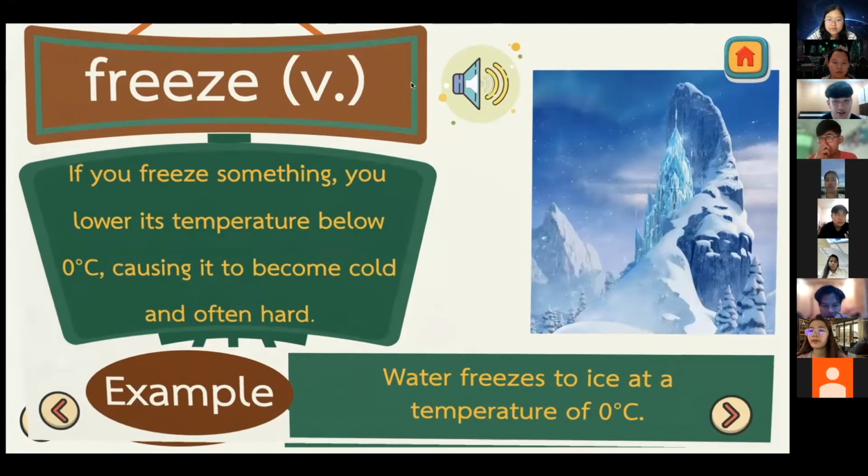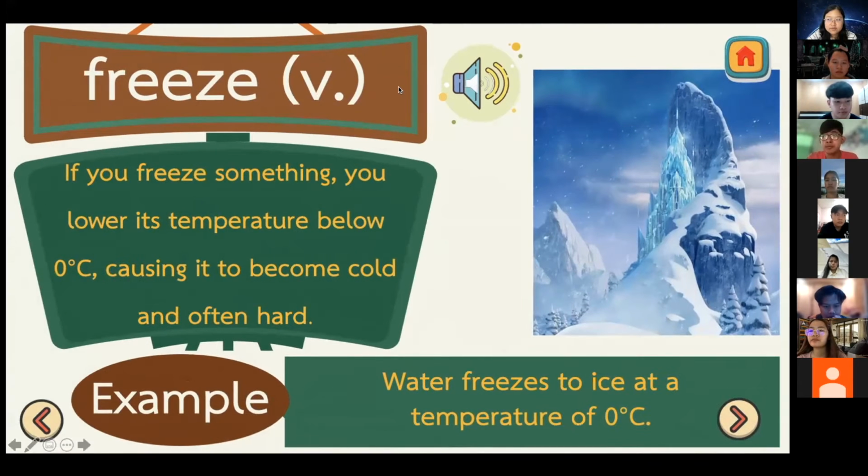The first time. Freeze, and the second time. Freeze. Boom. Okay, teacher. Okay, please read this word. Freeze. Okay, nice.